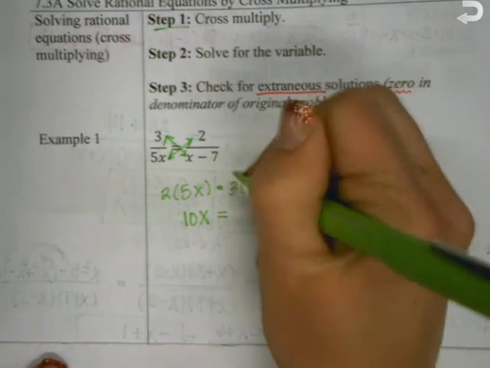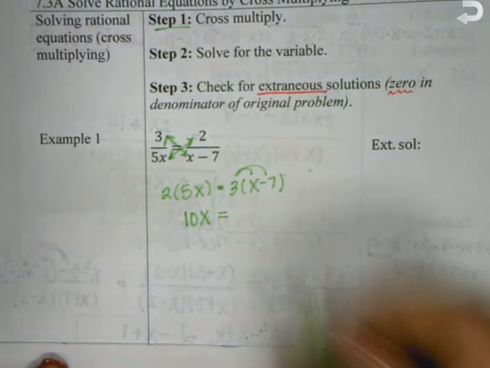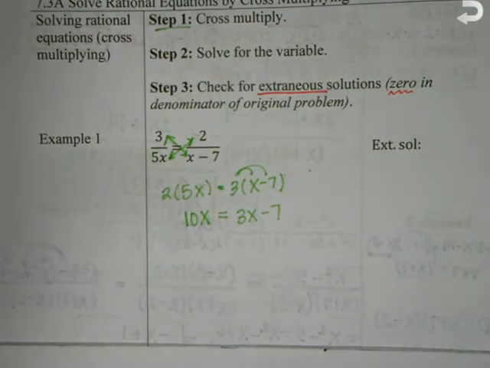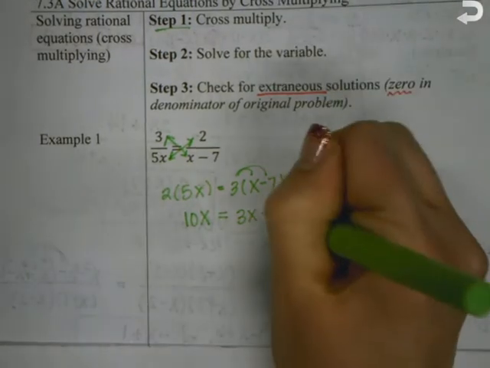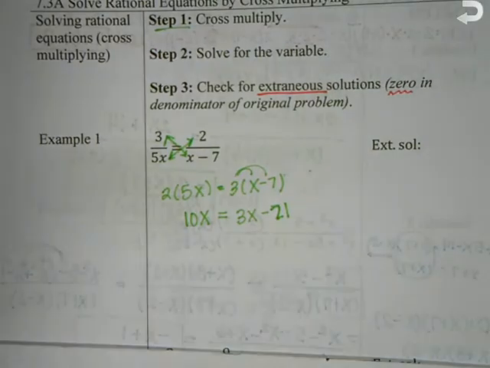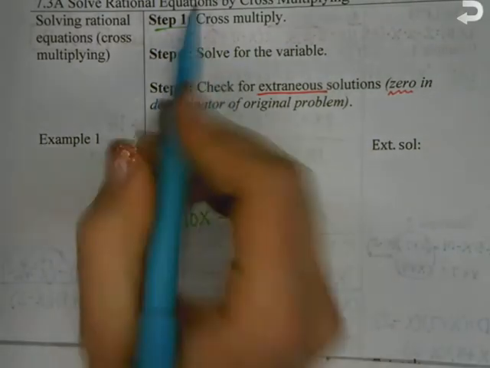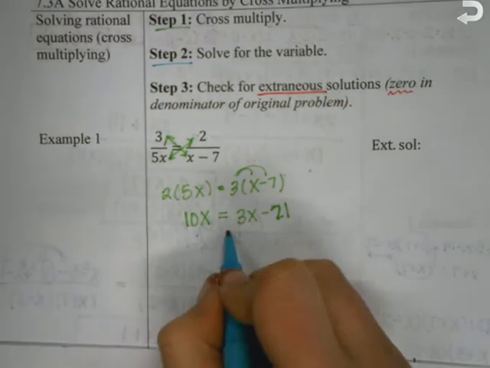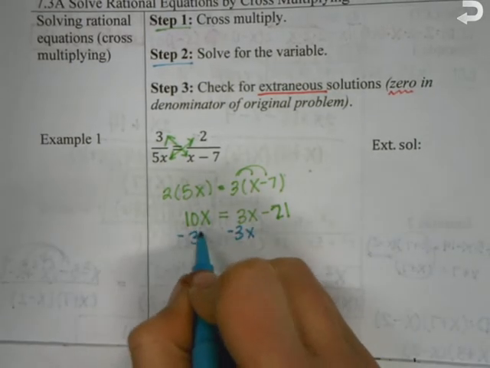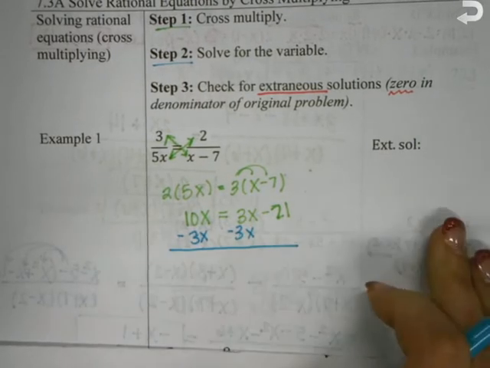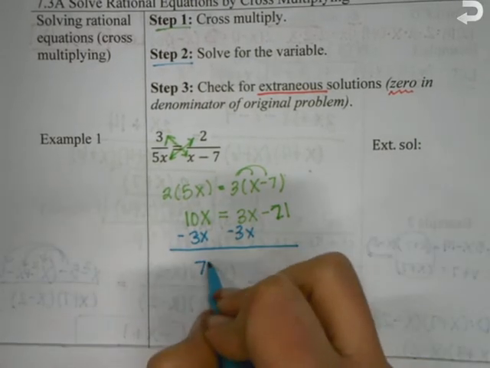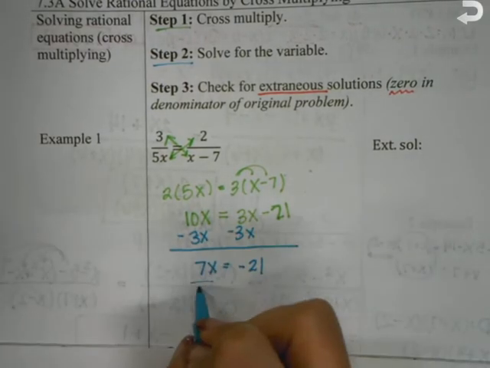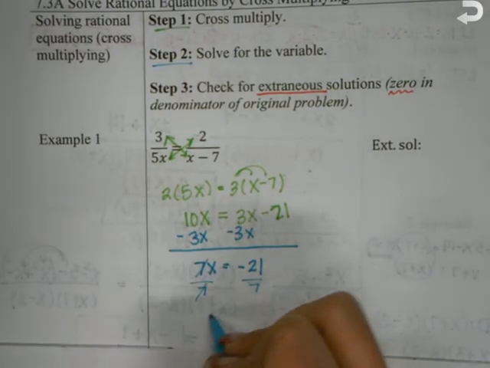I'm going to distribute here. So that gives me 3x minus 21. And then step 2, we want to solve for the variable. So I'm going to subtract 3x from both sides. And that gives me 10x minus 3x, 7x, equals negative 21. And then divide both sides by 7. And we get x equals negative 3.